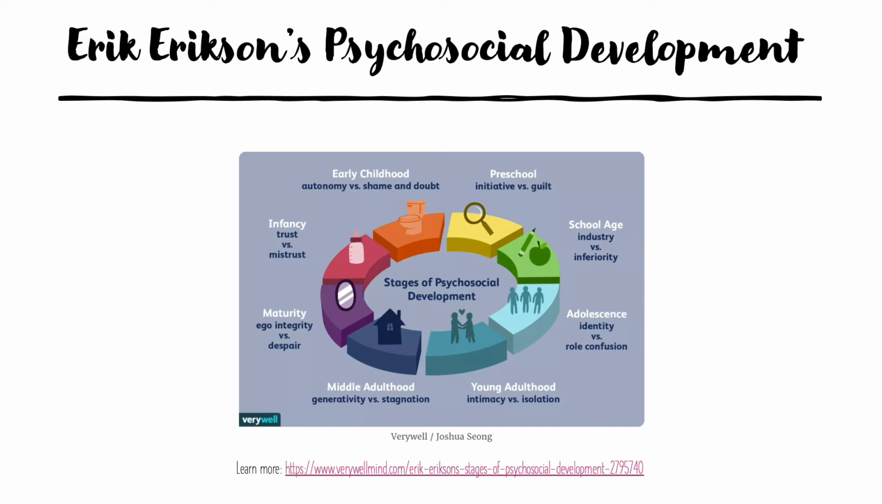In adolescence, you have identity versus role confusion. And the virtue is fidelity. In young adulthood, you have intimacy versus isolation. And the virtue is love. In middle adulthood, you have generativity, or making your mark, versus stagnation, and the virtue is care. And in maturity, you have ego integrity versus despair, and the virtue is wisdom.